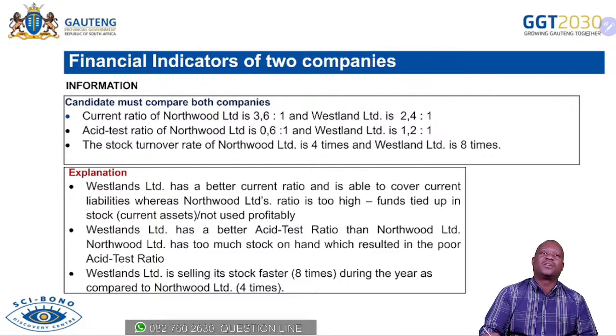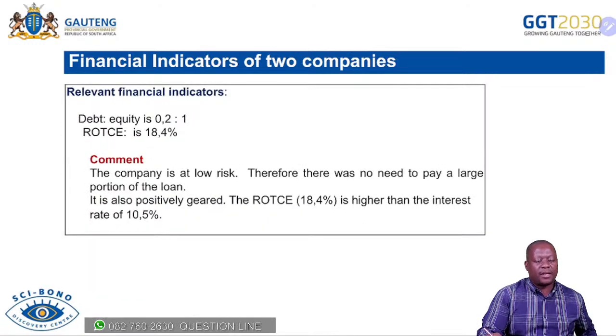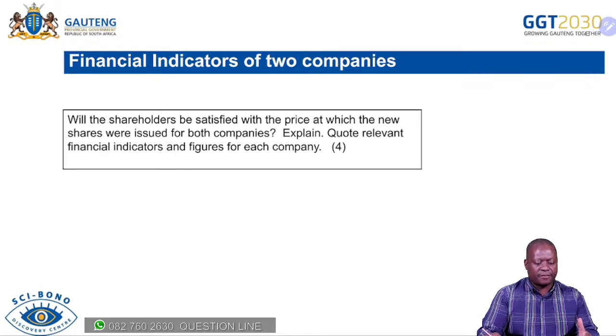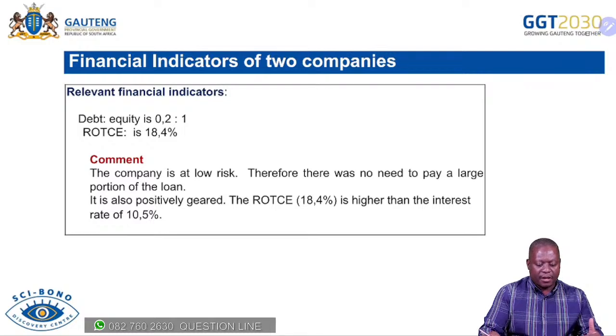Very important: 1, to identify the financial indicators to be involved. 2, to know what they are saying given that information. Now let's move on to the next one. It says here, the question, will the shareholders be satisfied with the price at which the new shares were issued in both companies? I think there is, right.